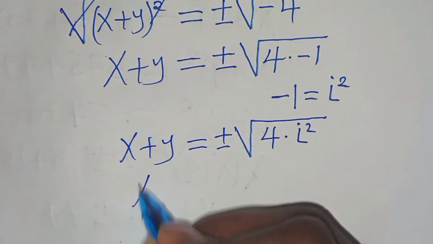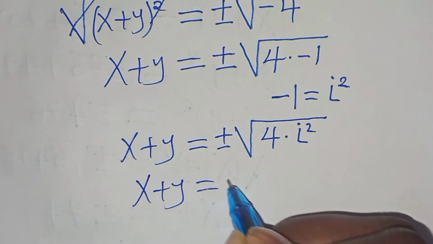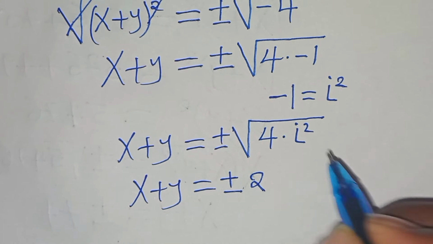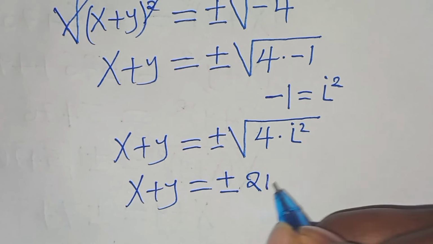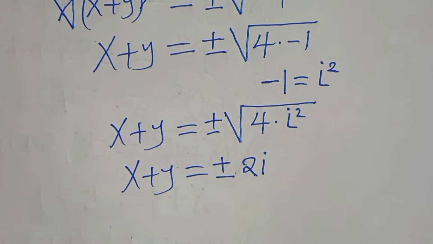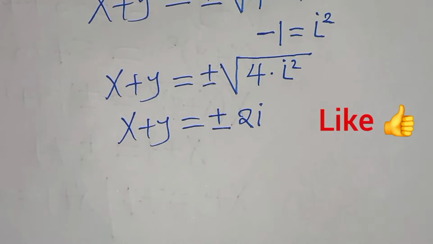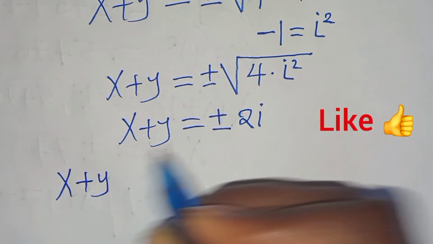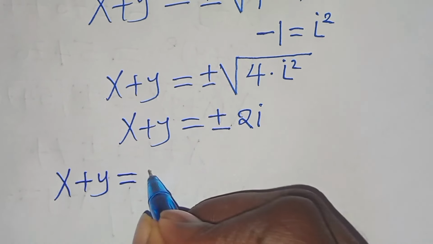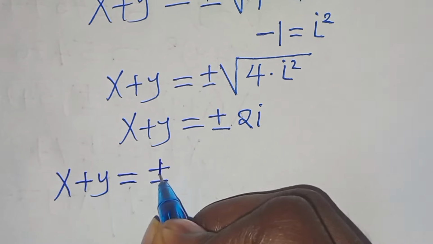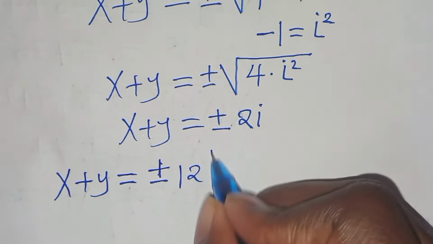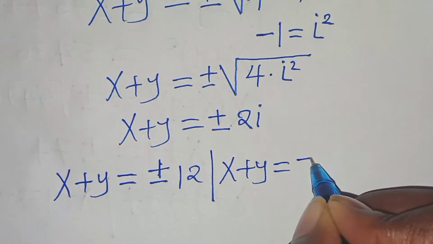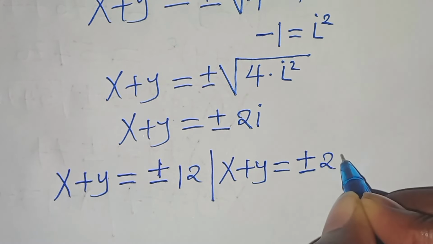So here we have x plus y equal to plus or minus the square root of 4. This is 2. Then the square root of i squared is i. So here we have 4 solutions. We have x plus y equal to plus or minus 12. And again, we have x plus y equal to plus or minus 2i.